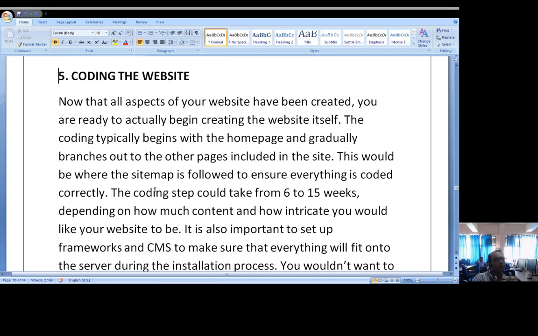CSS helps us with the styling, and JavaScript helps us to be responsive. Now, HTML is basically aligned with the sitemap, that is, what the structure will be. CSS is basically aligned with the layout.